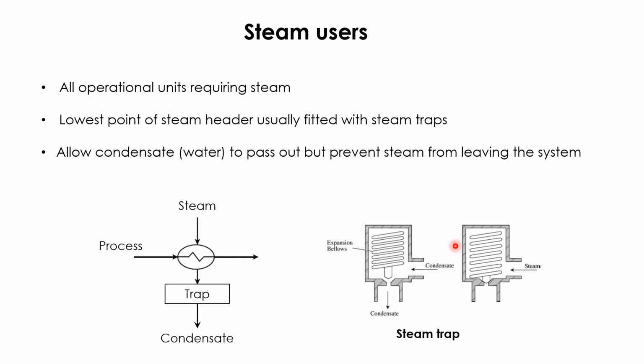When you take out the latent heat from the steam, you might have condensation. When we have condensation, we would like to separate the condensate from the steam, and the tool required for that is called the steam trap. The steam trap allows condensate water to pass out but prevents steam from leaving the system.